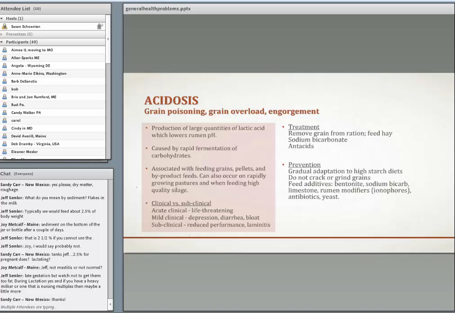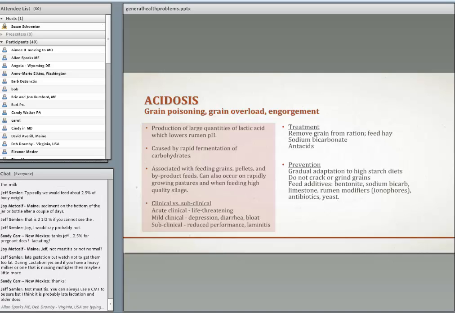Like a lot of diseases, it runs the whole horizon from subclinical to clinical. It can be everything from life-threatening, where the animal's going to die, to subclinical, where you don't even know you have it, kind of like mastitis, kind of like coccidiosis. We're getting reduced performance, they're not digesting their feed as well, even laminitis. A lot of times, from a practical standpoint, it's the mild clinical that we're more in tune with.